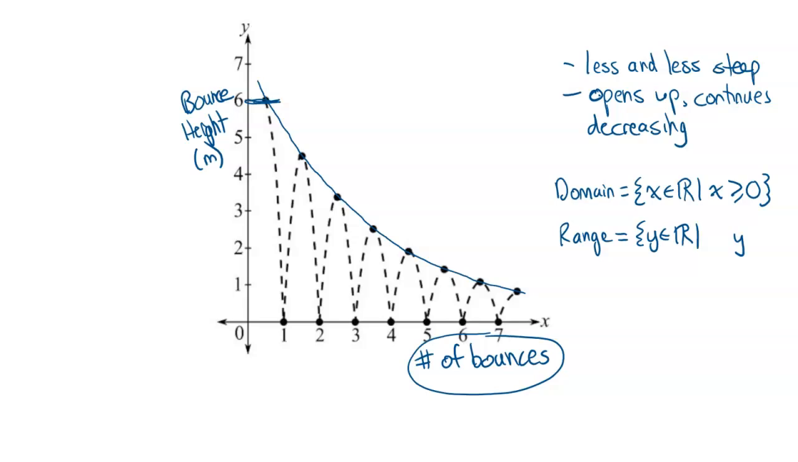So that's what we call in math a limit. That means that y will always be greater than 0, and it will be less than or equal to 6 because it started at a height of 6. So it's greater than 0, less than or equal to 6. It's between 0 and 6. It's not 0, but it does get to 6. So that's how that is written, and that's what that means.